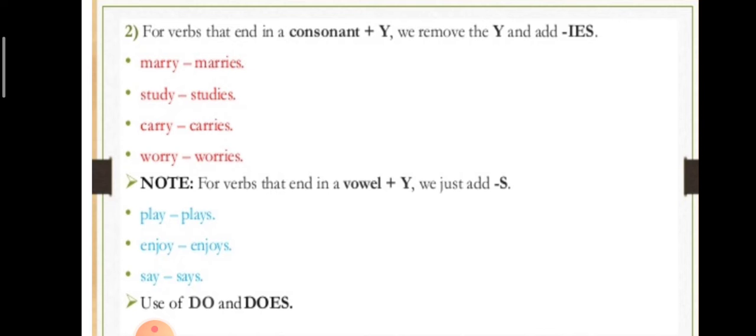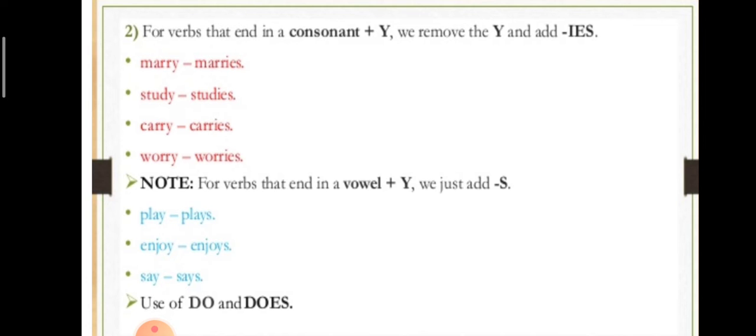So if the verb ends with a consonant before Y, you're just removing the Y and adding IES. So marry, marries; study, studies; carry, carries; worry, worries. Note that for the verb that ends with a consonant before Y, you remove the Y and add IES.